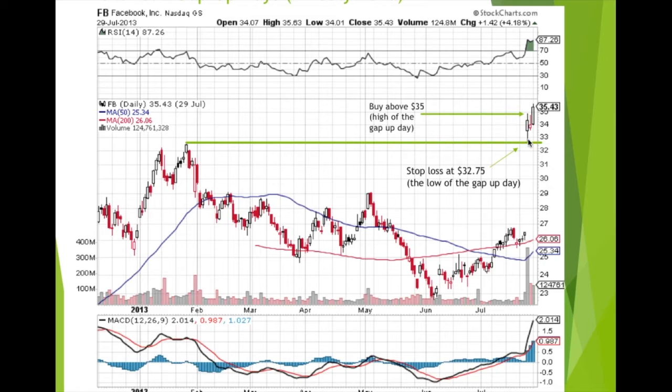You could even use it a little lower if you want to give more leeway. I can't put my stop at the 50 day because it's way down here. So I put my stop a little bit below the low of the gap up day.